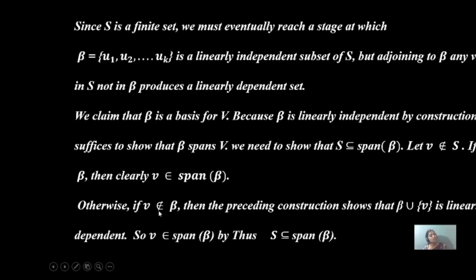Otherwise, if v is not an element of beta, then the preceding construction shows that beta union v is linearly dependent. So v is an element of the span of beta. Hence S, the finite set, is a subset of or equal to the span of beta. This will be shown by the theorem of this value. It will be generating the value and showing that beta is directly independent of V, not dependent. If the finite set is dependent, then it is not considered that v is an element of beta. Okay, this will be considered.